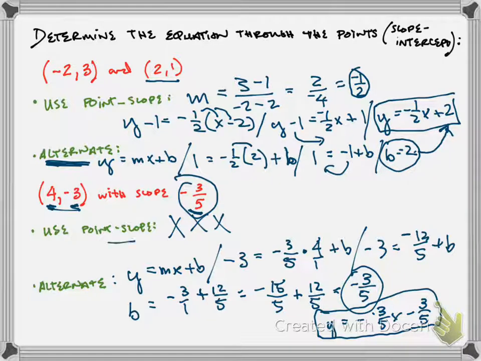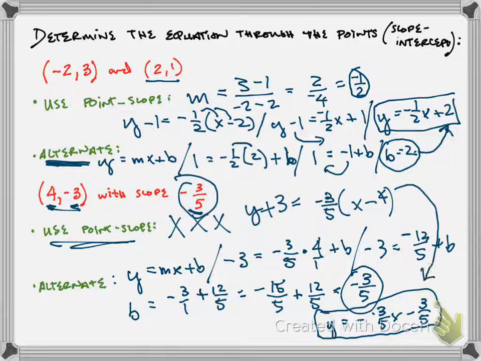If you had gone through the same process here, well, we did actually, so we had an ordered pair and a slope. The start would have been, remember, y plus 3 is equal to m, negative 3/5, times the quantity x minus 4. That's y minus y1 is equal to m times the quantity x minus x1. Work through the problem. Maybe try it on your own, and you will get the same result.